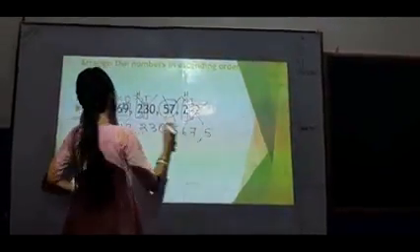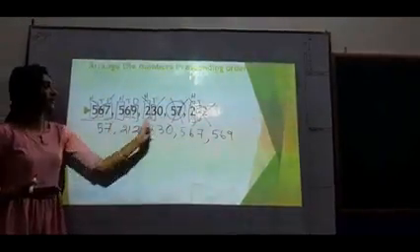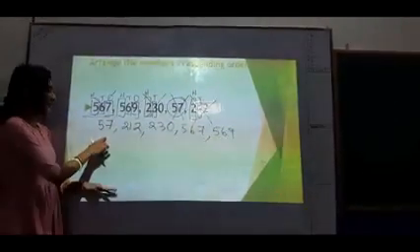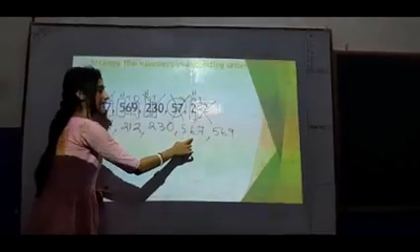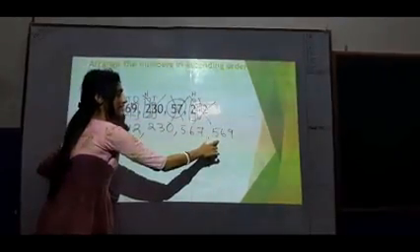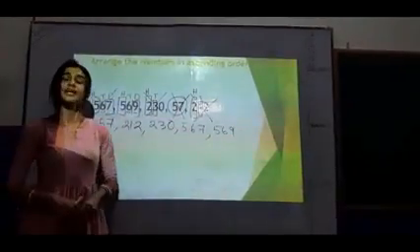So 1 is remaining, only 1 is left, so that will be last: 569. So in this way you can see we have now arranged all the given numbers in ascending order: 57, 212, 230, 567 and 569. So in this way you can arrange the given numbers in ascending order.